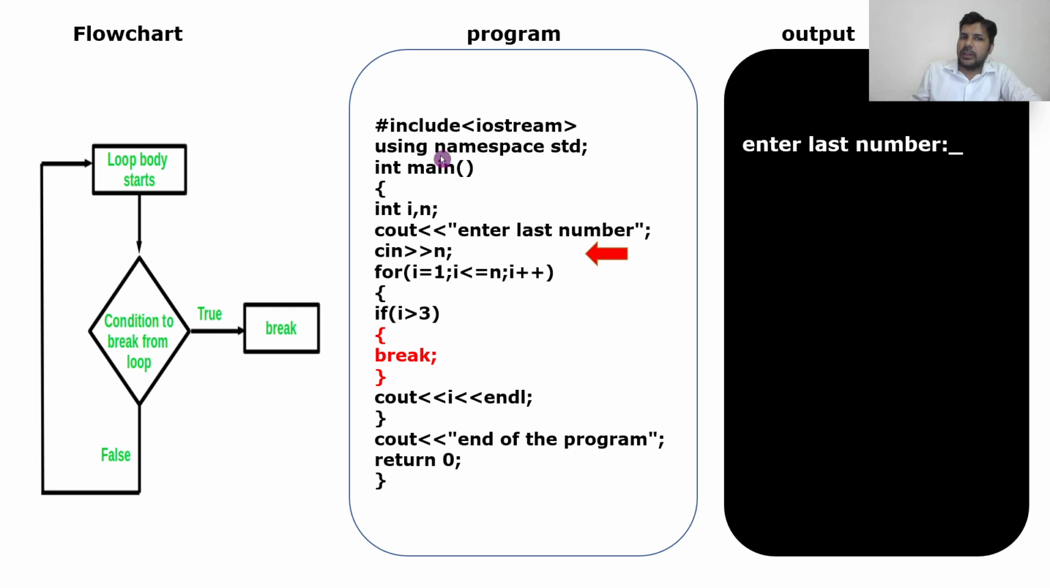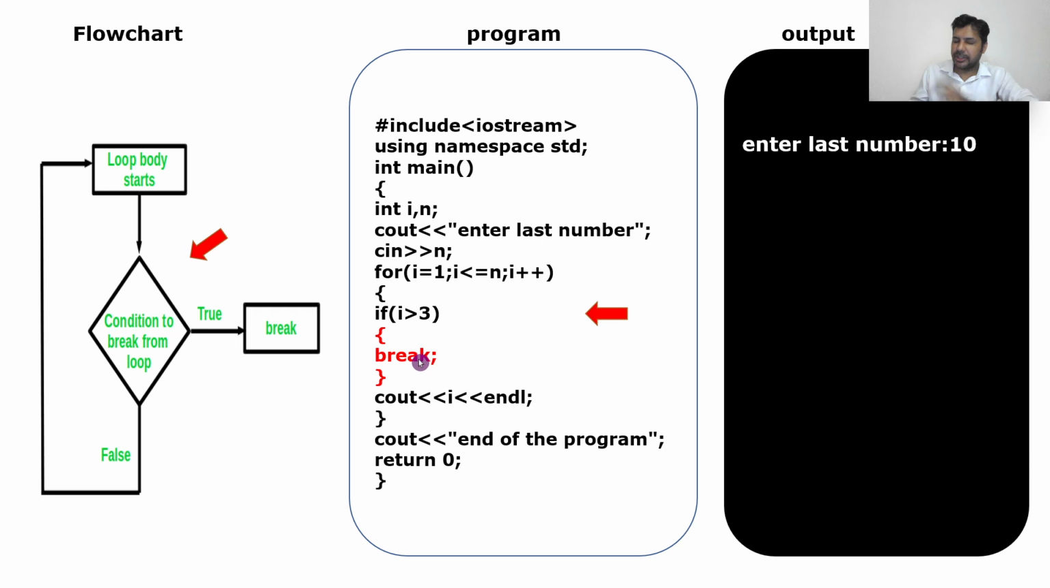When I run the program, immediately it asks for the n value: enter the last number. Let us assume we enter the last number as 10. When I enter 10, it checks i equal to 1. Now i is initialized as 1, the condition is i less than or equal to n, and i plus plus. Will the condition be satisfied? As it is an entry control loop, it checks at the start. Yes, of course, 1 is less than or equal to 10. So it will go to the next step. Now we have the condition: 1 is less than or equal to 3.